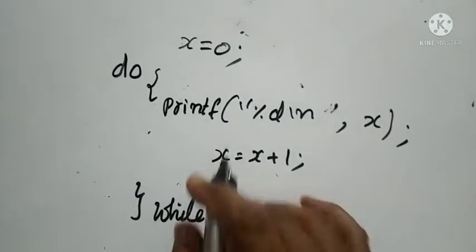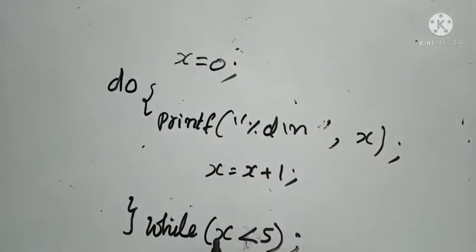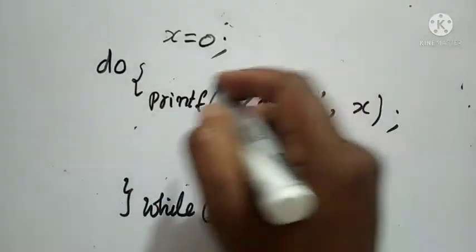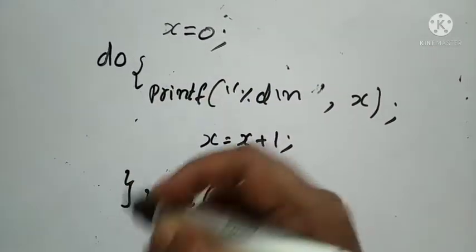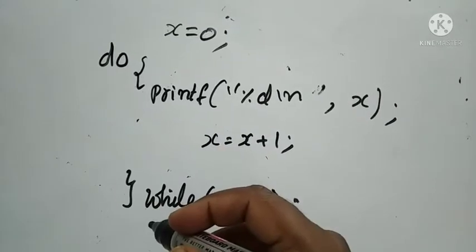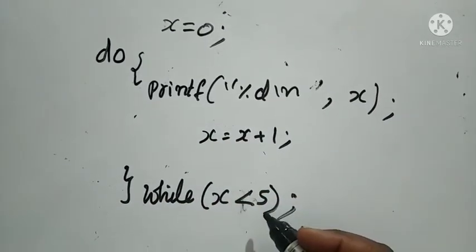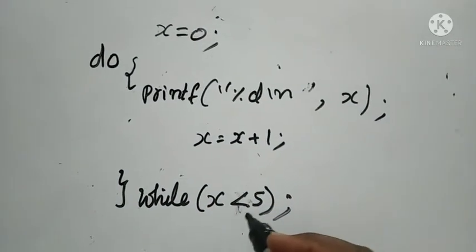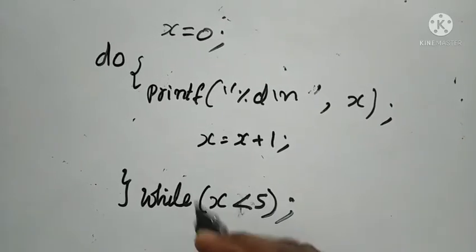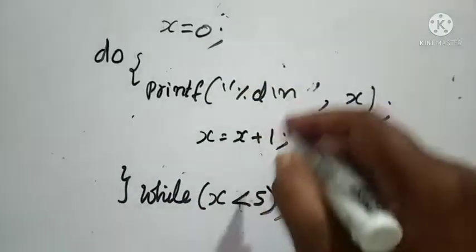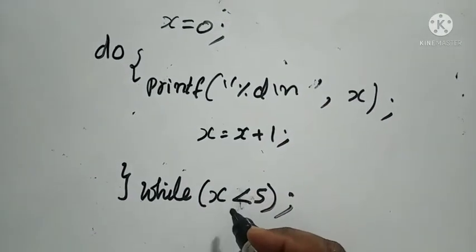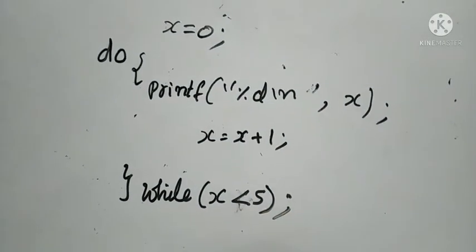But in do while, first it will not check the condition. First it will execute the statement whatever is there within the braces, and before exiting, it will check the exit condition. Is the condition satisfied or not? If the condition is satisfied, once again it will go back and execute the instruction until the condition is not satisfied. Once the condition fails, it will come out of the loop.